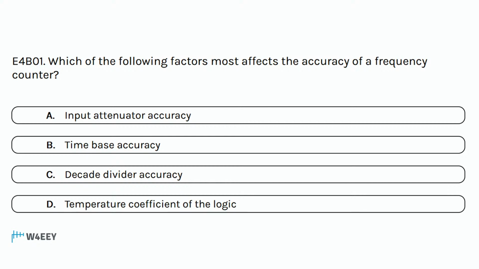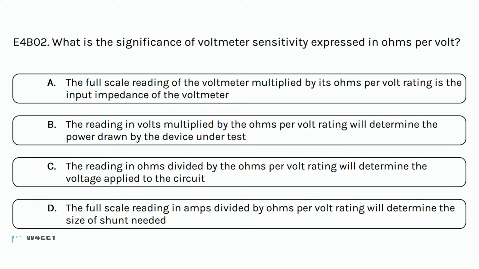Bravo. It's the time-based accuracy. That's what you're paying for. It's measured in parts per million. And what is the significance of a voltmeter's sensitivity expressed in ohms per volt?